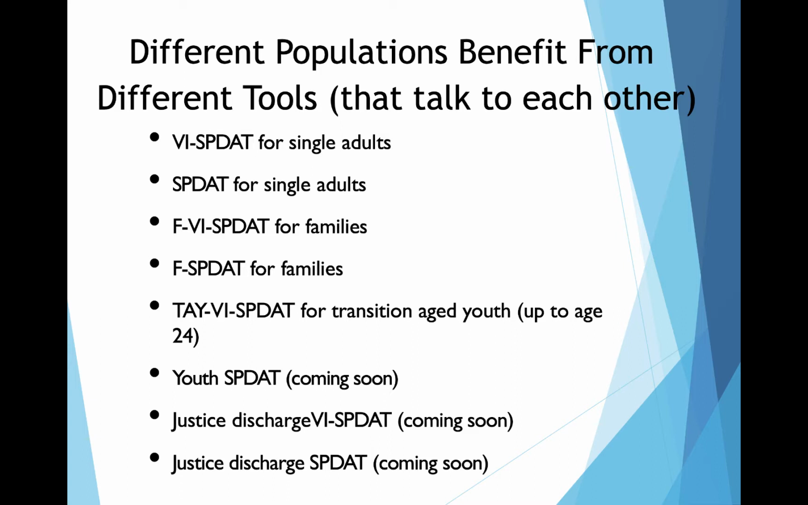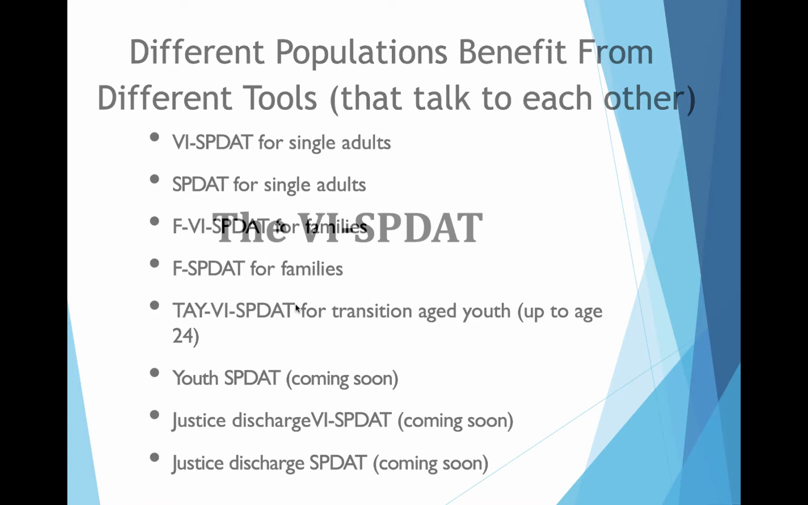So there are different populations, so we have all different tools. We have a VI-SPDAT for single adults, a SPDAT for single adults. The VI is done right when persons become homeless, the SPDAT after 14 days, and then in housing and after that. There's a family VI-SPDAT, and then there's a full family SPDAT. There's a TAY VI-SPDAT, and this is already in HMIS for any youth up to age 24. So age 25 and above would be the VI-SPDAT.